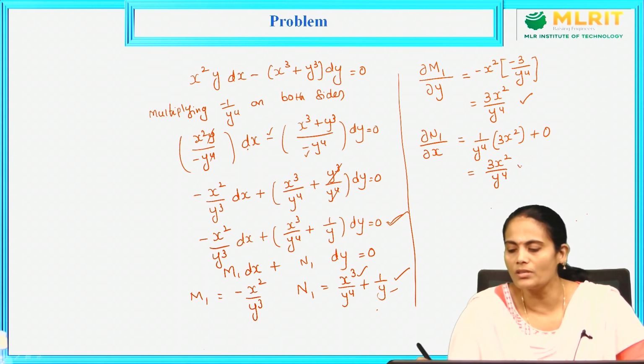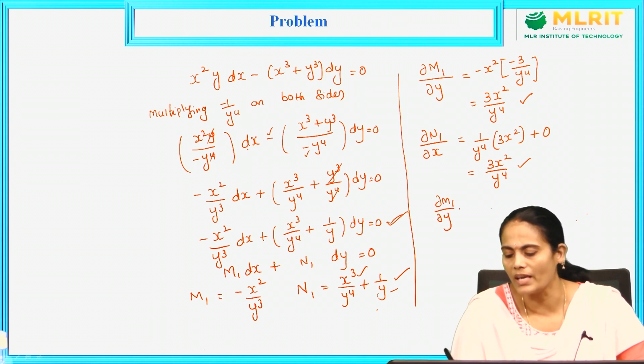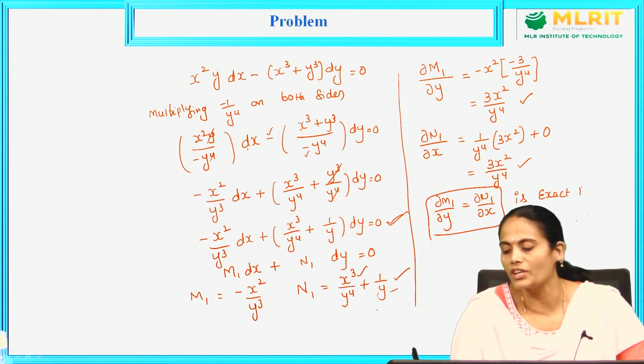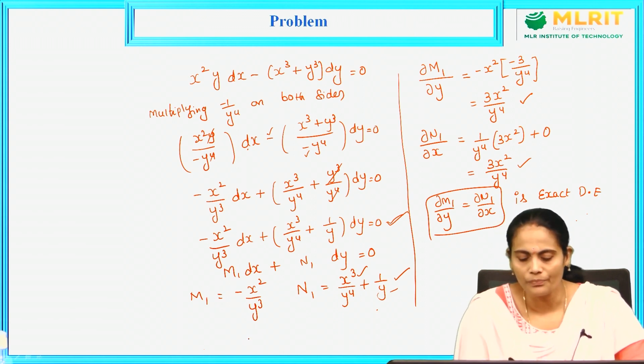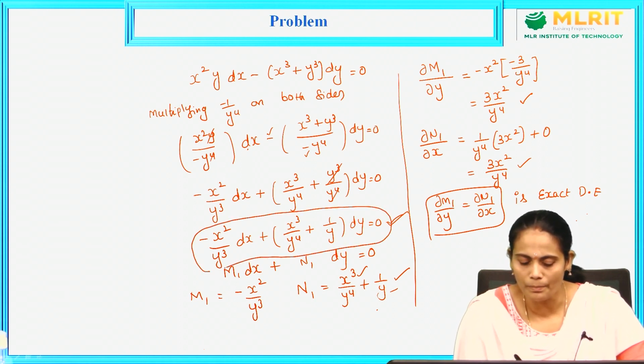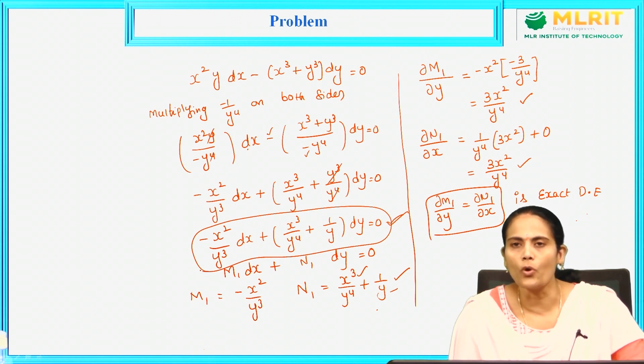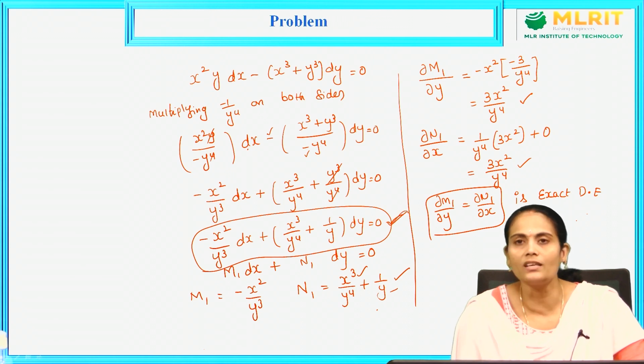Here observe that both the partial derivatives are similar, that is, dou M1 by dou y is equal to dou N1 by dou x. Now this differential equation is an exact differential equation. Now we will find the general solution of the exact differential equation. So what's the exact differential equation here? Minus x square by y cube dx plus (x cube by y power 4 plus 1 by y) dy is equal to 0.